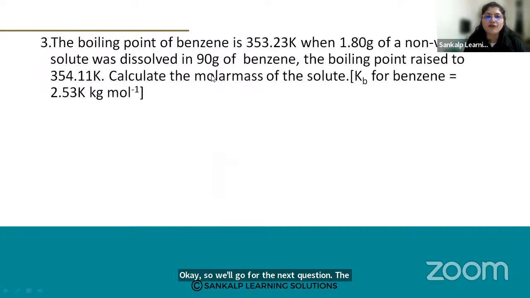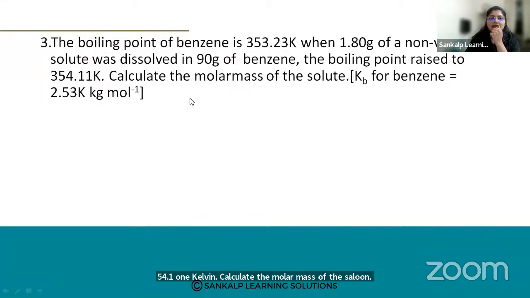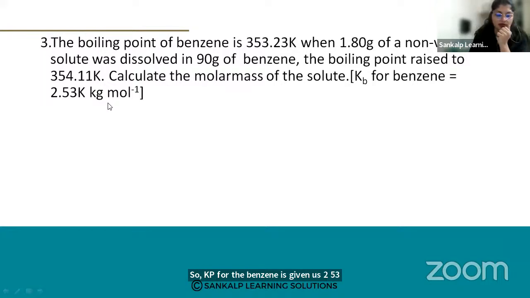The boiling point of benzene is 353 Kelvin. When 1.80 grams of a non-volatile solute was dissolved in 90 grams of benzene, the boiling point raised to 354.11 Kelvin. Calculate the molar mass of the solute. Kb for benzene is given as 2.53 Kelvin kg per mole. Okay. So, what all things are given? We'll write it down.